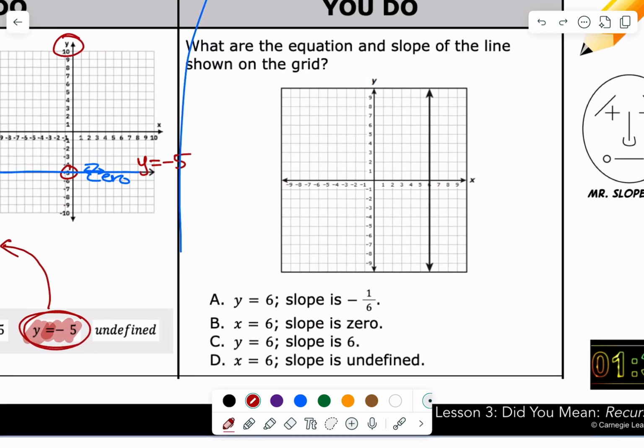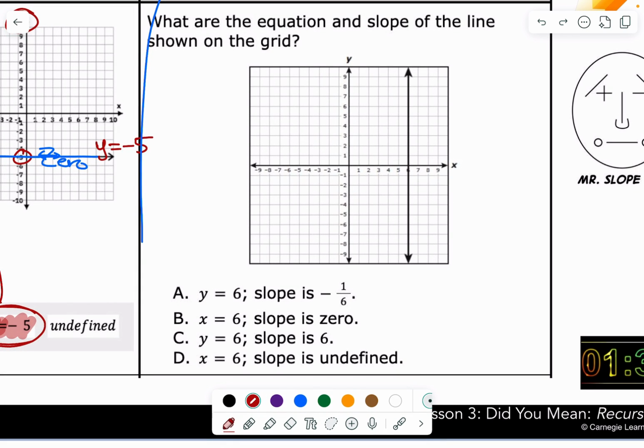So for this question, it says, what is the equation and the slope of the line on the grid? So the equation has to have an equal sign. If I'm looking at just the equation first, I'm going to look at these first. I know I'm touching the x-axis at 6. X equals 6. So I know A can't be good because it has a y, and C can't be good.